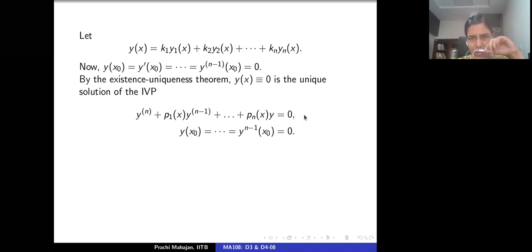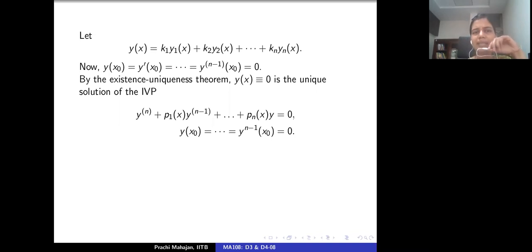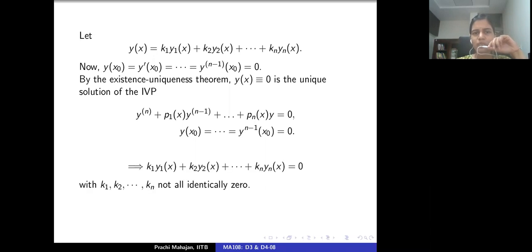So now I have an initial value problem. Since p1, p2, pn are continuous on the interval I, the existence and uniqueness theorem tells us that this initial value problem admits exactly one solution on the interval I, correct? And the other point is that y that we have defined upstairs is also a solution. So y is a solution of this differential equation and y satisfies the initial conditions, right? So by the existence and uniqueness theorem, y must be identically zero. That is saying that k1 y1 plus k2 y2 plus kn yn is identically zero throughout the interval I. And what is known is k1, k2, kn are not all zero, right?